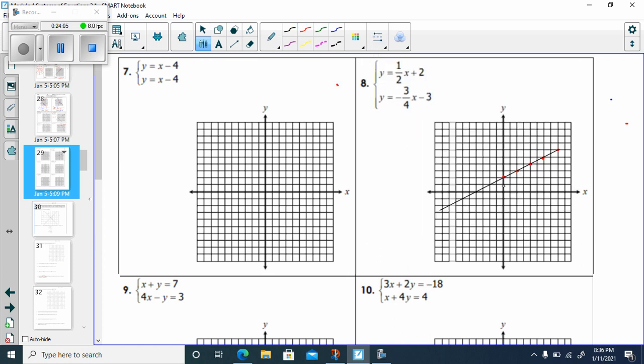On this one, we start at -3. Down 3 and over 4. Down 1, 2, 3 and over 1, 2, 3, 4.